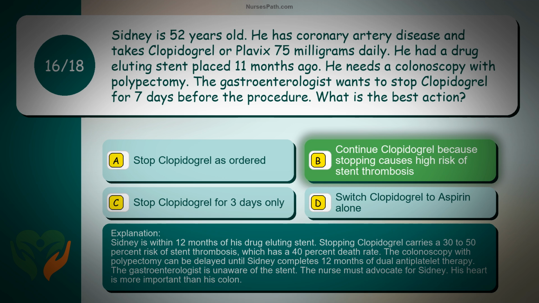Sydney is within 12 months of his drug-eluting stent. Stopping clopidogrel carries a 30 to 50% risk of stent thrombosis, which has a 40% death rate. The colonoscopy with polypectomy can be delayed until Sydney completes 12 months of dual antiplatelet therapy. The gastroenterologist is unaware of the stent. The nurse must advocate for Sydney. His heart is more important than his colon.